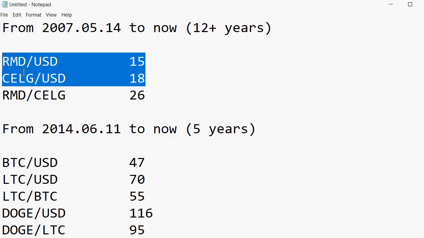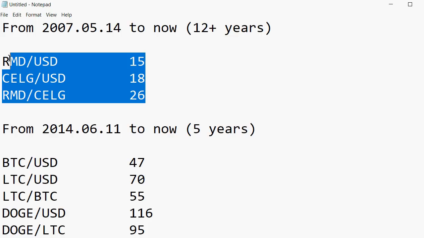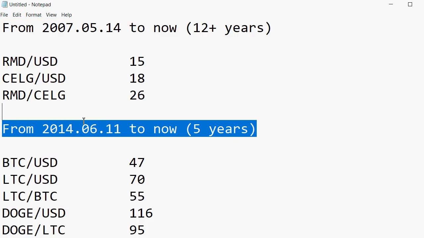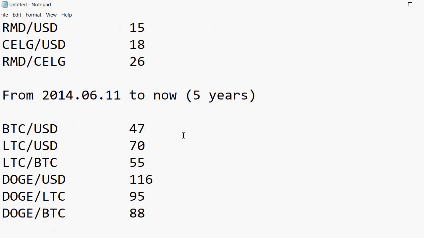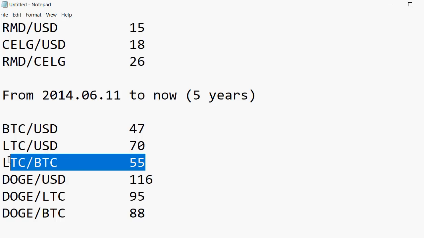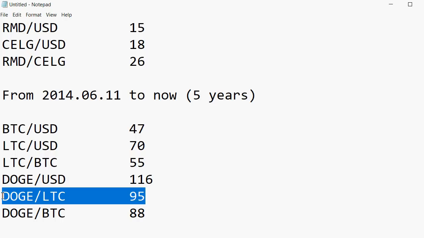Now, if you put the two together of RMD, CLG, and just divide the two together, the volatility was a little greater, and at 26 occurrences. And again, this is over a 12-year plus period, in well less than half the time, or 5 years rather than 12. When we look at the crosses of Bitcoin and the US dollar, it has done it 47 times. Litecoin in the US dollar has done it 70 times. Litecoin and Bitcoin 55 times. Doji in the US dollar 116 times, but there's about 30 of them in the early days that happened really fast. So that's just something to keep in mind as well. Doji, Litecoin, 95 of them.